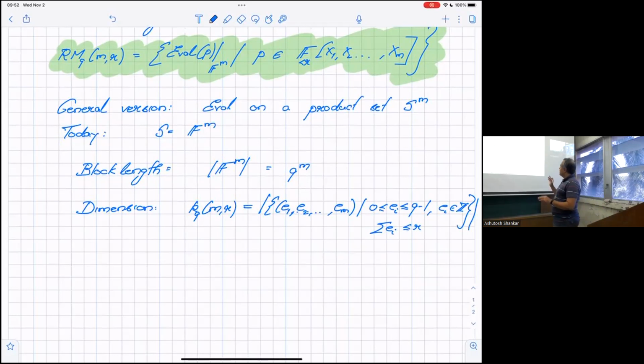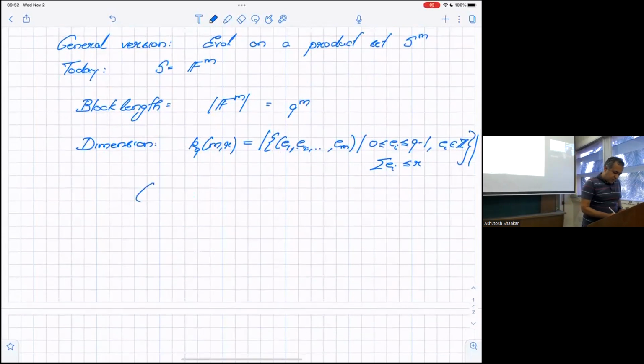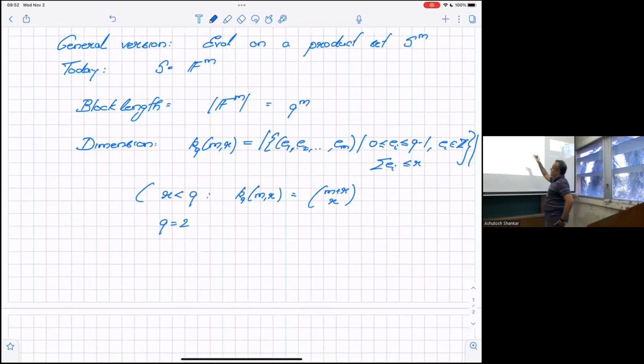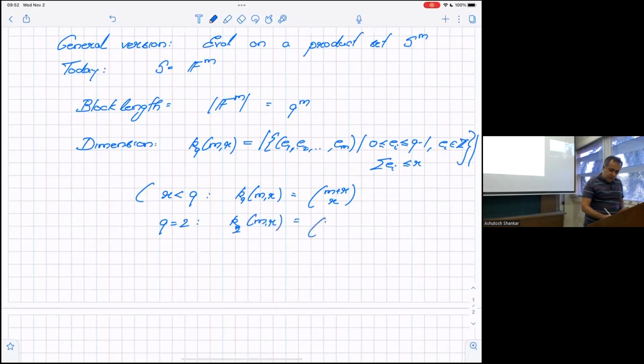There is not a very nice form for this expression, but there are some special cases. For example, when r is less than q, we saw that k_q(m, r) is just m plus r choose r. When the field is so large that it's larger than the degree, it's that. When the field is at the other extreme, the binary field, this was m choose less than or equal to r. Otherwise, it depends on q.